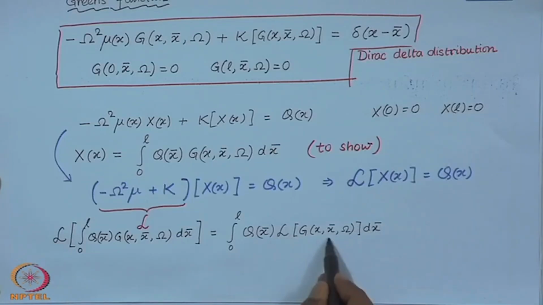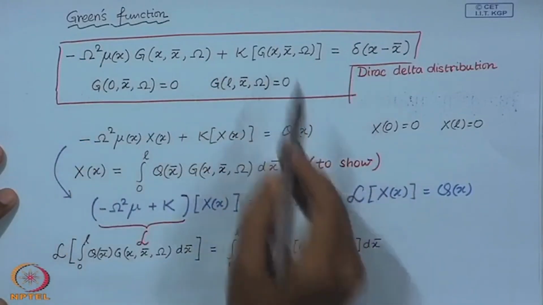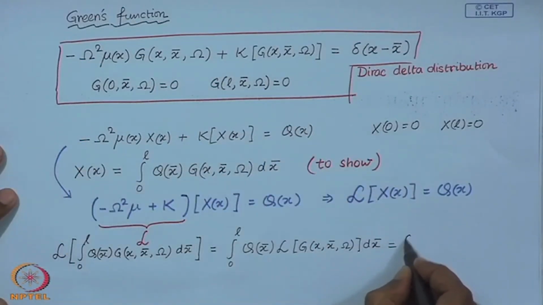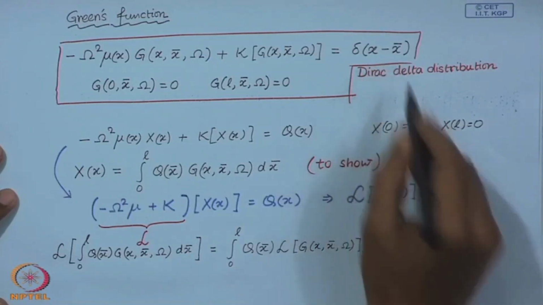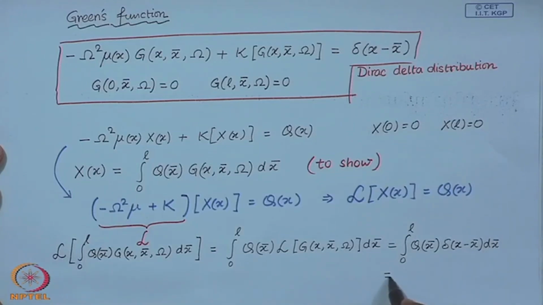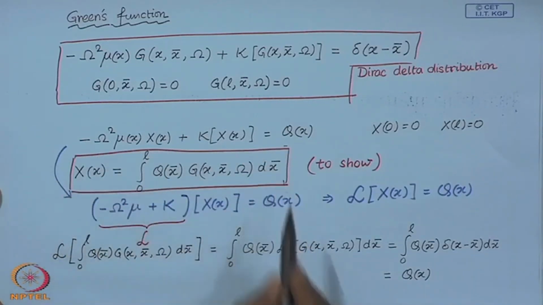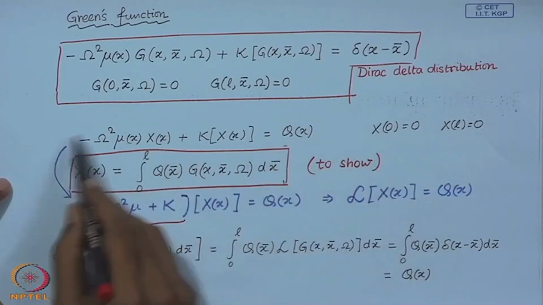Now, L acting on G is what we already know. So, this is nothing but L acting on G. Therefore, this integral actually reduces to delta of x minus x bar integrated over x bar, and that is nothing but q of x, which is the right hand side. Which means that this must be a solution to this problem.